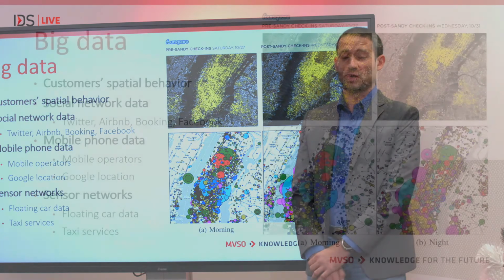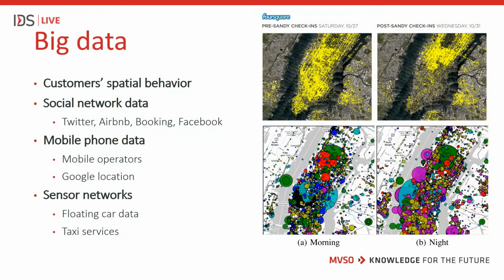Now we can work also with some non-traditional data sets like big data. These data are very useful for customer spatial behavior identification. We can use data from social networks to identify where people tweet, where people live, where people work, and we can also work with mobile phone data.